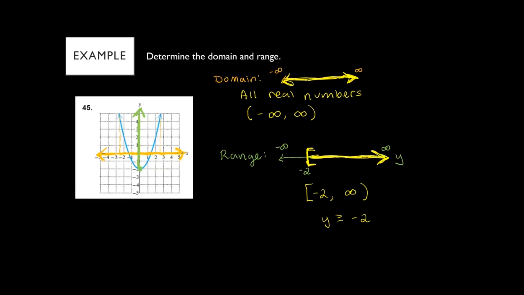The normal domain and range, we always write them in interval notation with the brackets, the parentheses, that sort of thing. But if it helps, and you can look at it graphically, you're like, okay, all of my y values are greater than or equal to -2. So that's why the bracket, greater than or equal to.